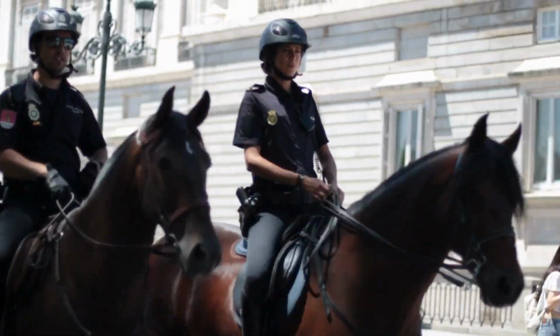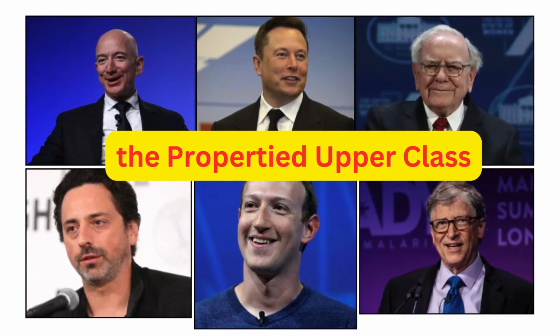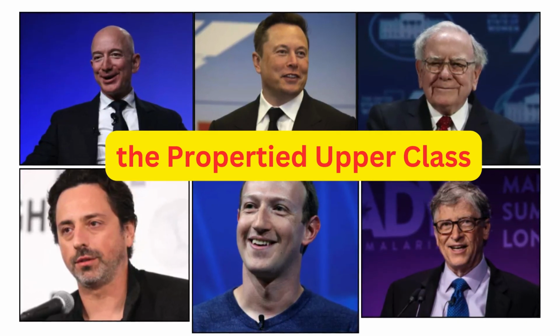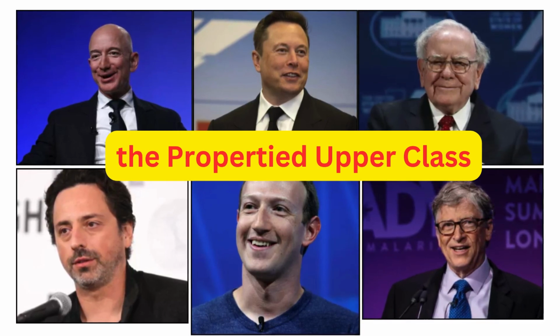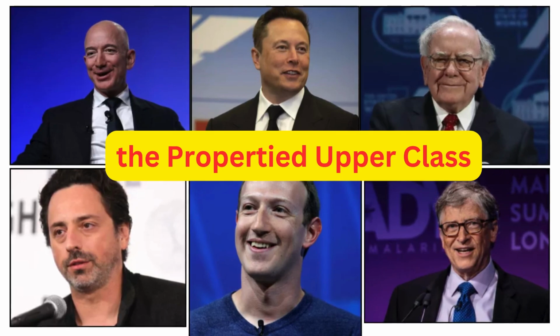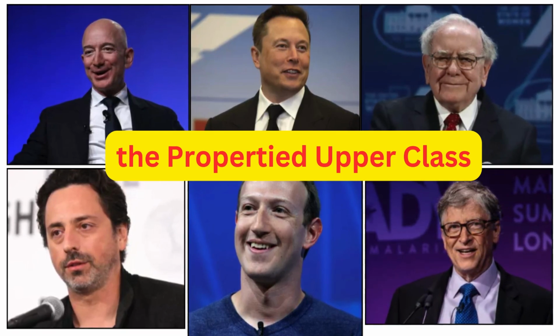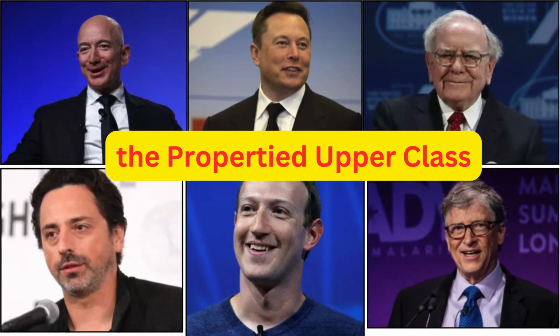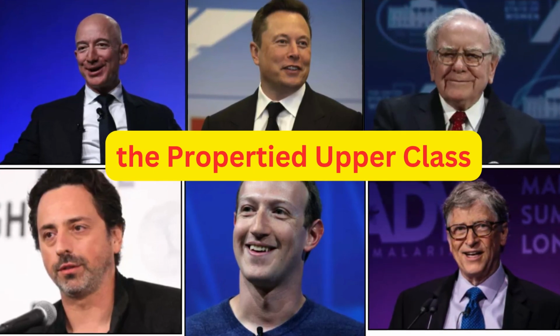According to Weber, the first class in a capitalist society is the propertied upper class. This class comprises wealthy individuals who derive their income primarily from ownership of significant amounts of property and assets. They often wield considerable economic and social influence.